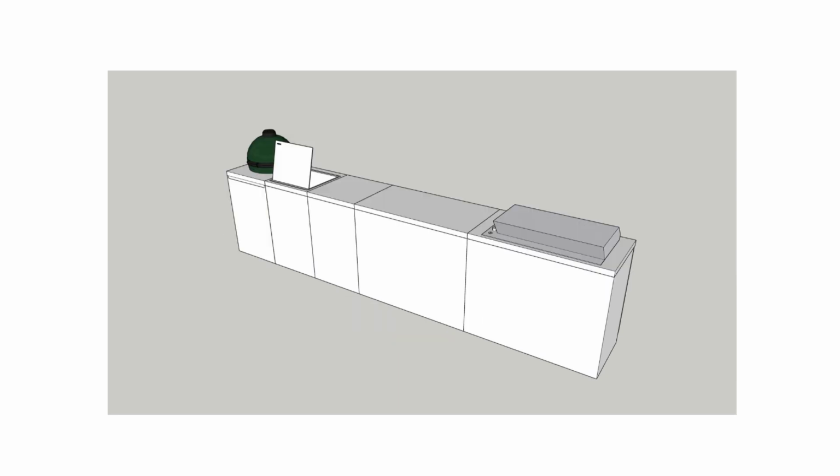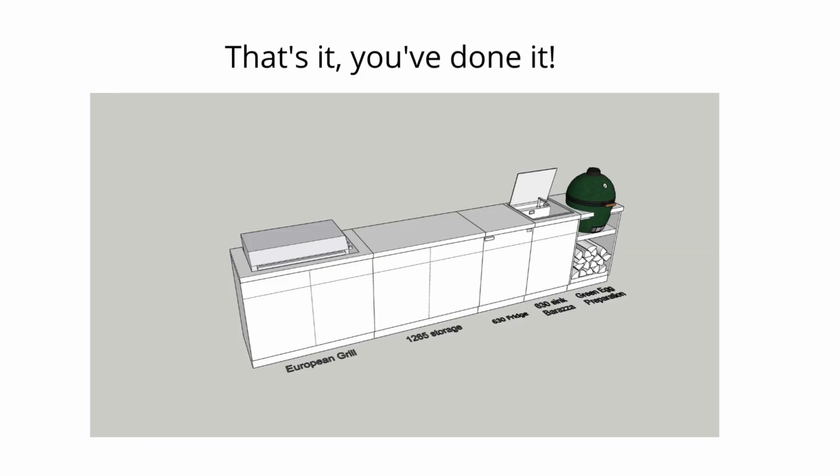Now add the other models to the line to complete a straight kitchen with grill, sink, fridge, kamado and some storage, which also gives preparation space at the worktop level. Congratulations again, you've built your first kitchen.